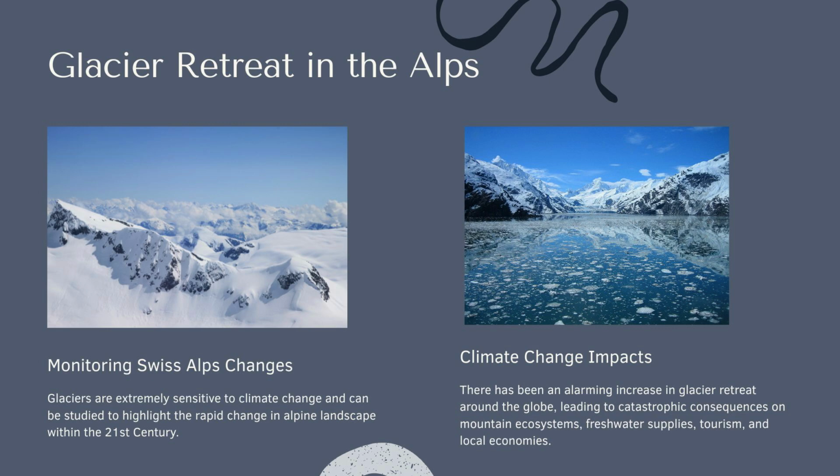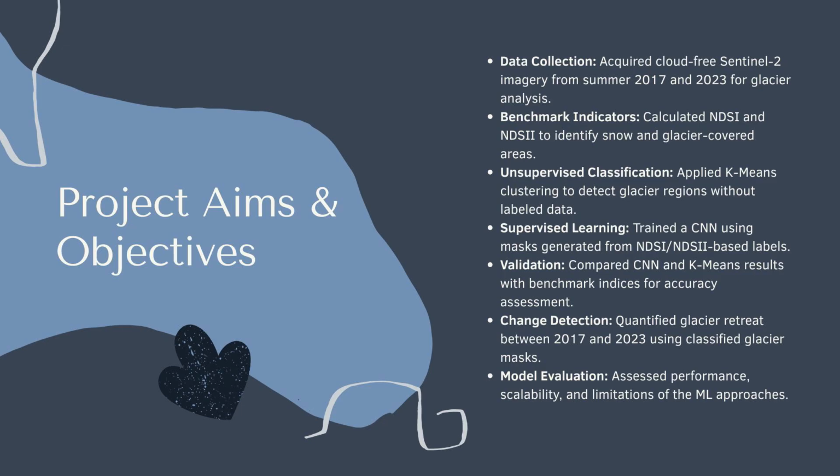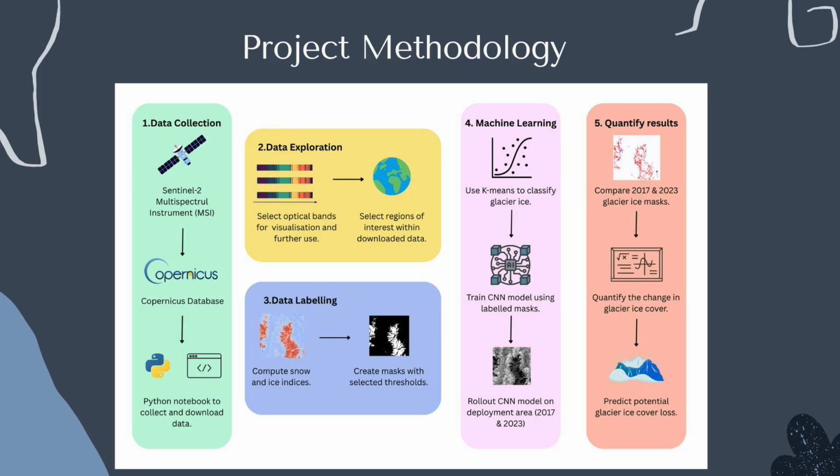Accurate monitoring of these glaciers is not only crucial for assessing the impacts of climate change, but also informing mitigation and adaptation strategies. This project has set the following aims and objectives, seen on this slide. The project will first collect data from Sentinel-2 imagery and use benchmark indicators to create classification models. These models will be built using unsupervised and supervised learning algorithms and will be validated using comparison techniques. Glacier retreat will be calculated for the years 2017 and 2023, and the use of AI models will be assessed and discussed. This project will follow the methodology as shown by this figure. This creates an actionable workflow from the aims and objectives previously discussed.